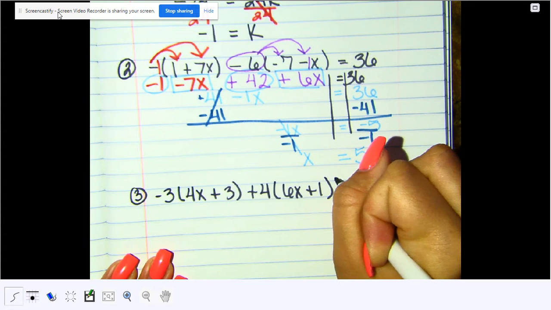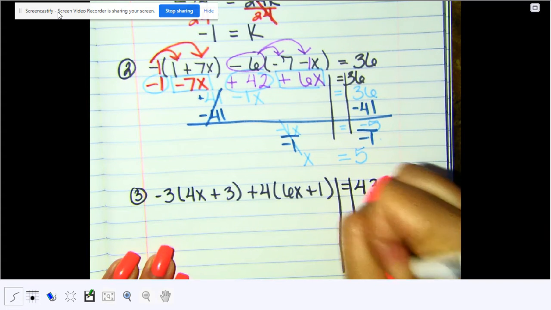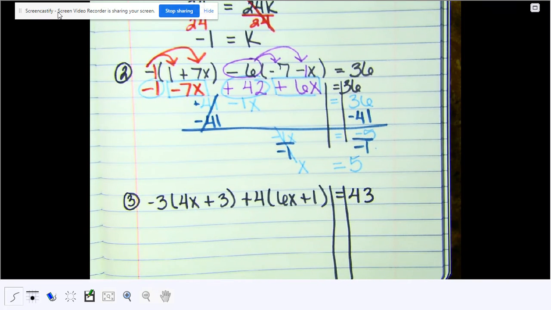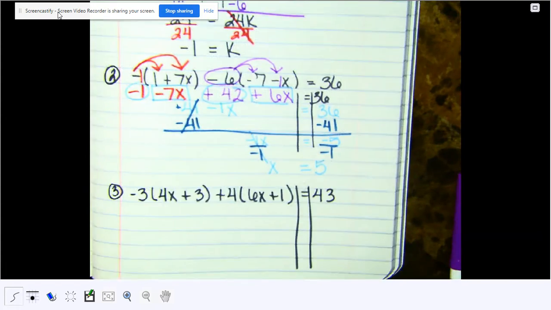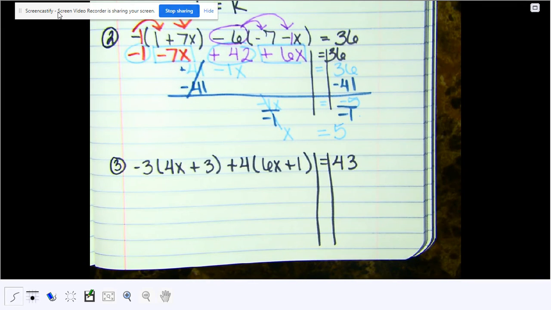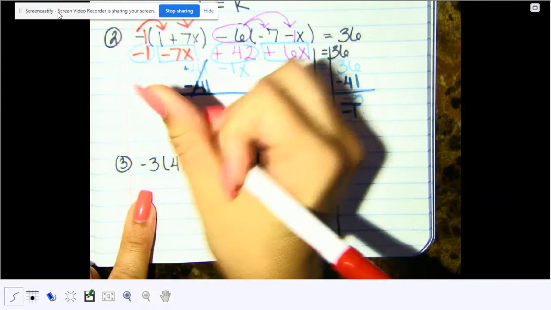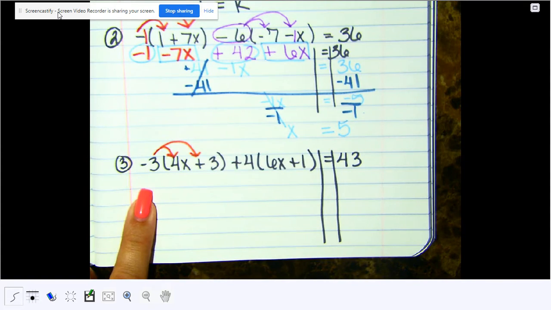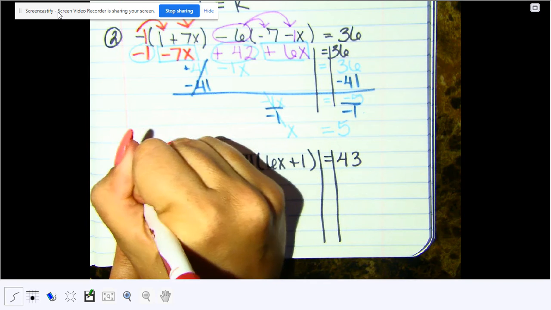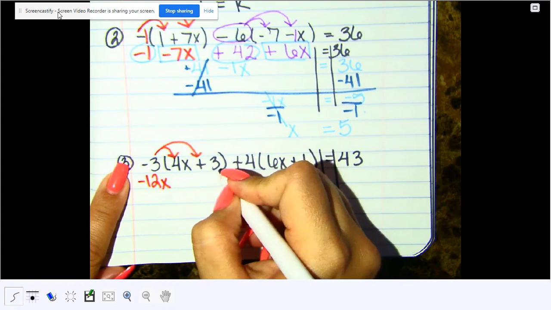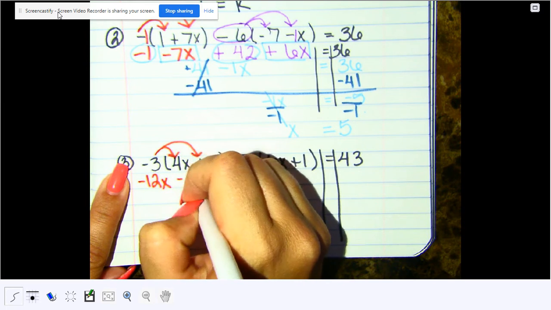So again, don't freak out. We have a lot of combining of like terms and distributive properties to do on this side of the equation first. And let me move this so you guys can see. So distributive property first, we're going to take the -3 through, being very careful that it's a -3. So -3 times 4 is -12x, and -3 times positive 3 is -9.